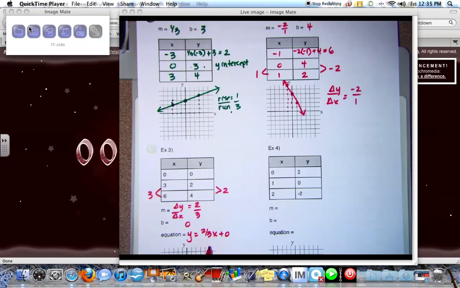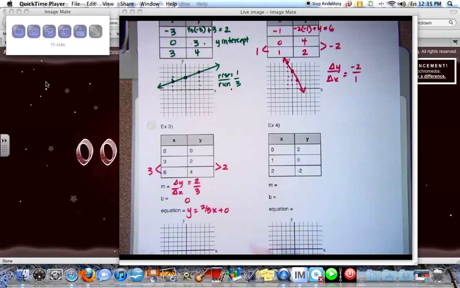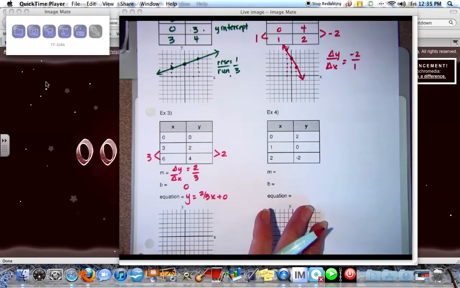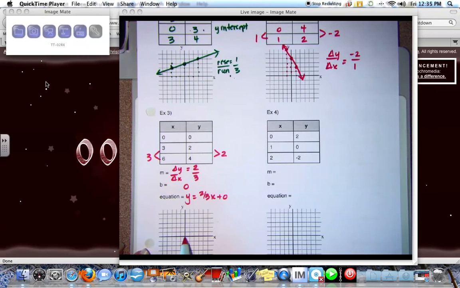So let's graph this line using the slope and the y-intercept and see if it matches the points that we have. So I'm going to graph what first? The y-intercept, 0. And from there, go up how many? Up 2, over 3. 1, 2, 3.